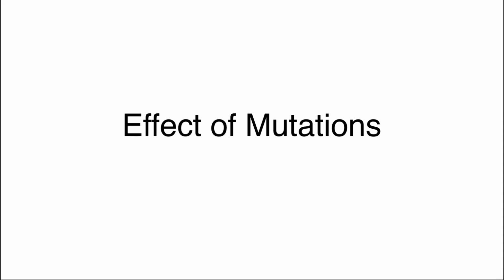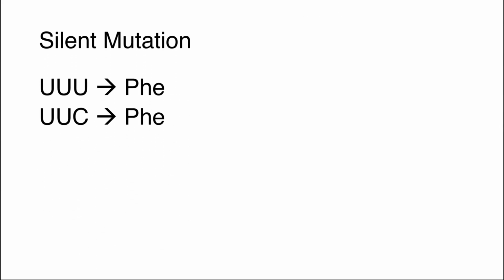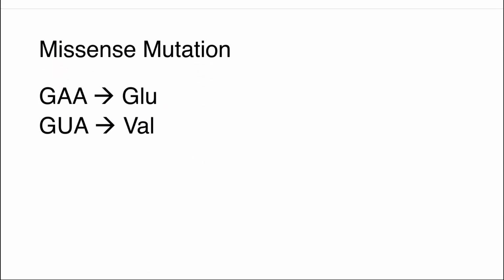So what are the effects of mutations? A silent mutation is when one nucleotide is swapped for another, but the amino acid it codes for stays the same. A missense mutation is where one nucleotide is switched for another and it changes the amino acid that it codes for. A nonsense mutation is when one nucleotide is changed into another, but now the new codon is a stop codon, which halts the replication of DNA.